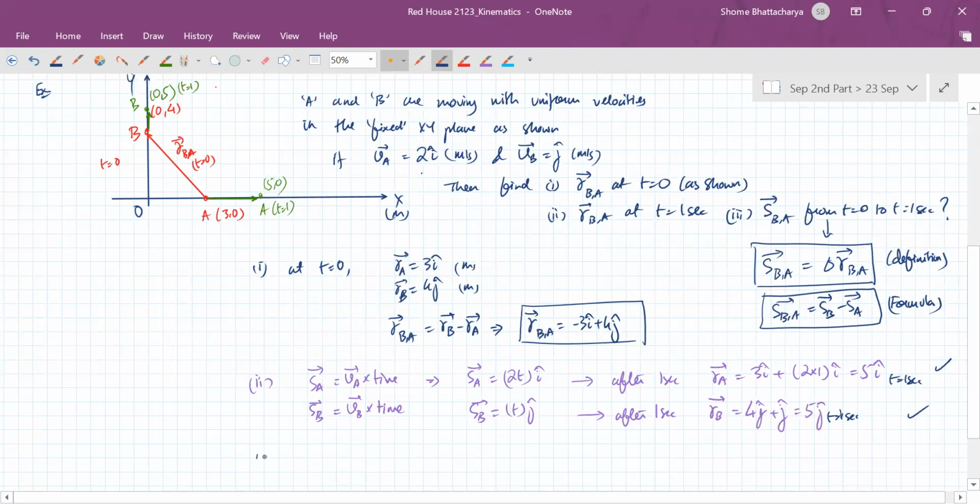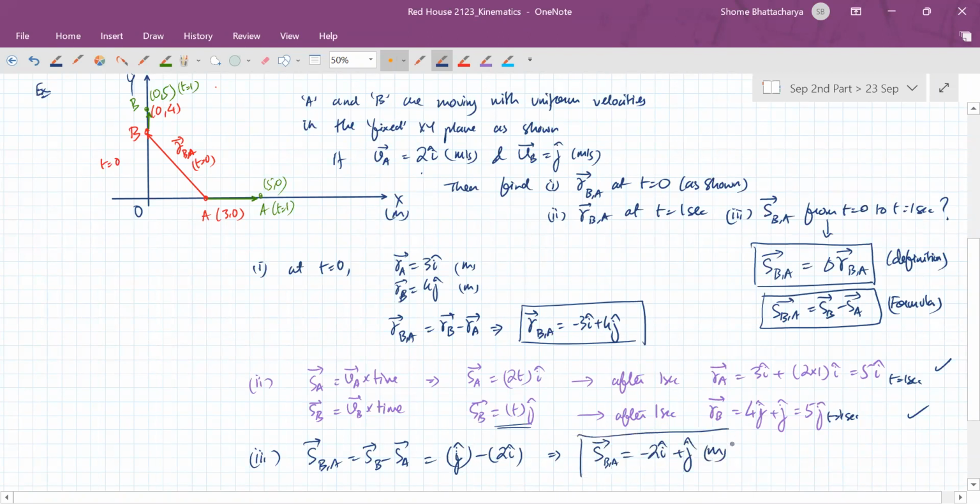Now for the third one, you have the option. You can directly subtract these two, SB minus SA. So you can see that displacement of B was j cap, minus the displacement of A, which was 2 i cap. So the relative displacement we can write like this: minus 2 i cap plus j cap.